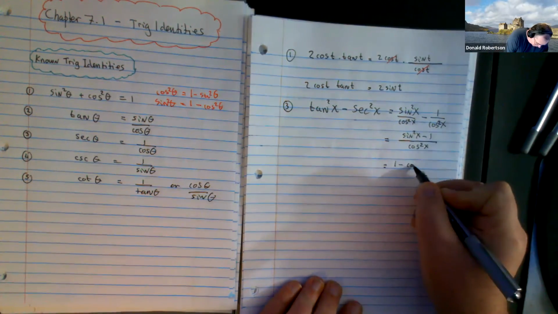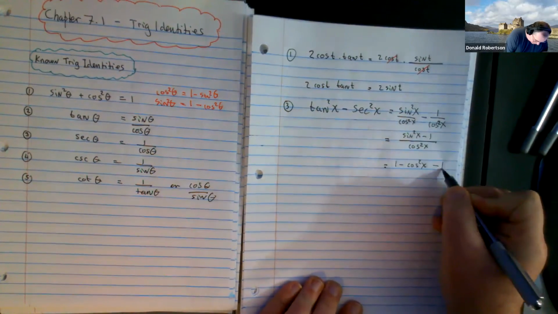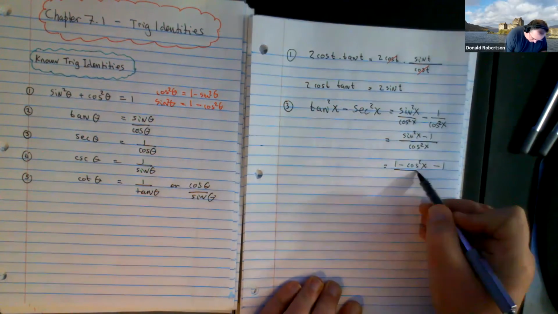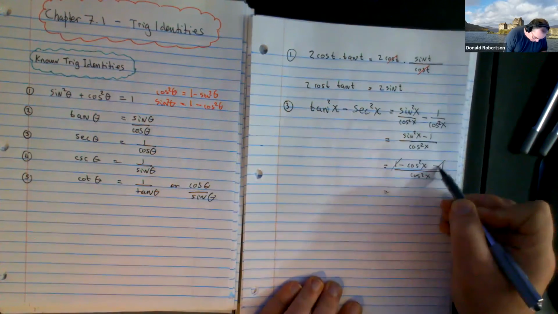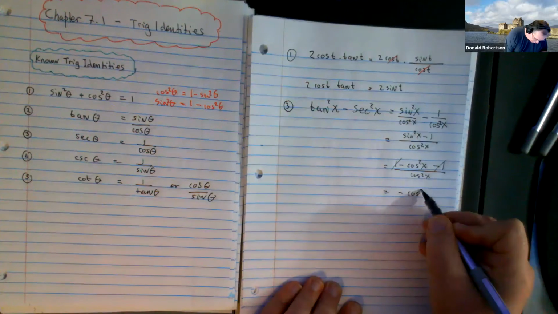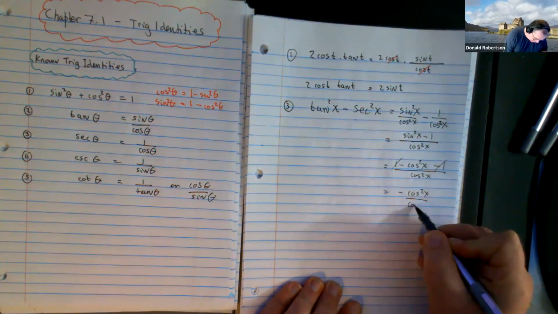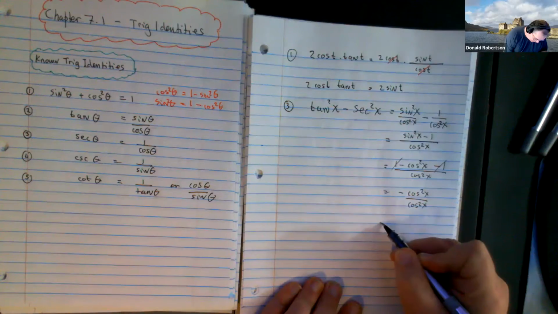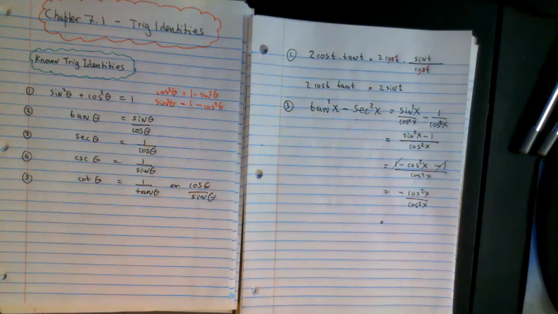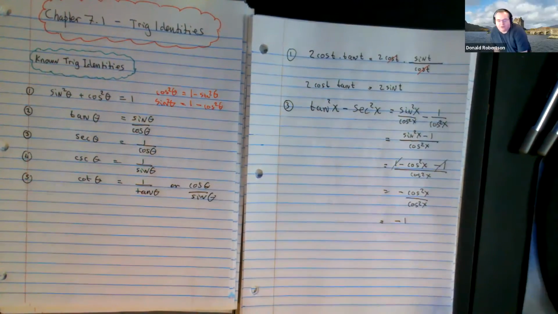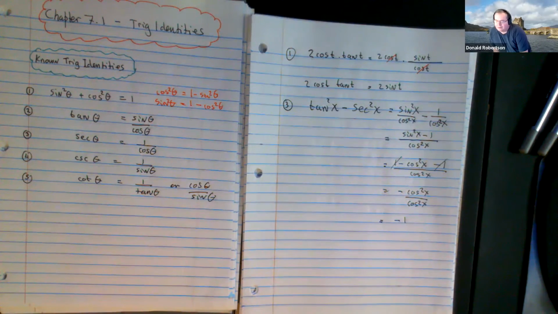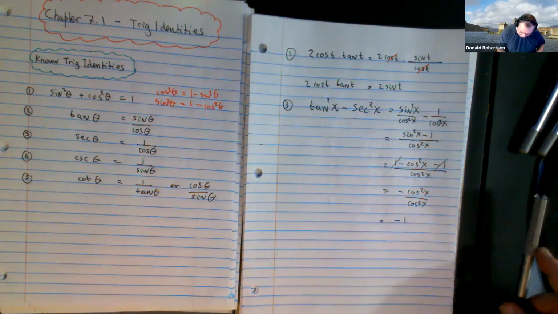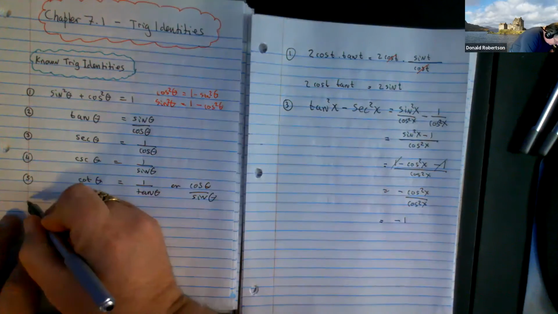1 take away cos squared x minus 1. So that's sine squared getting replaced by that. All over cos squared x. Oh, the 1's cancel. Negative cos squared x over cos squared x. Minus 1. Are you surprised that that ugly guy up there ends up being minus 1? Kind of surprising, isn't it? I think so. So I'm going to add to my list.